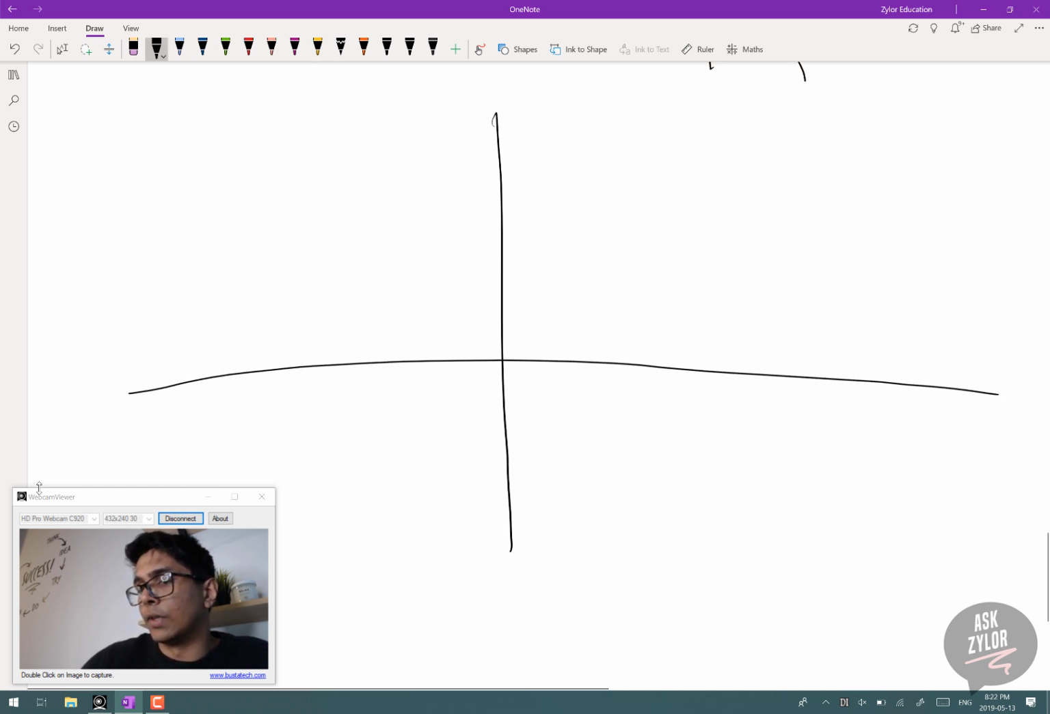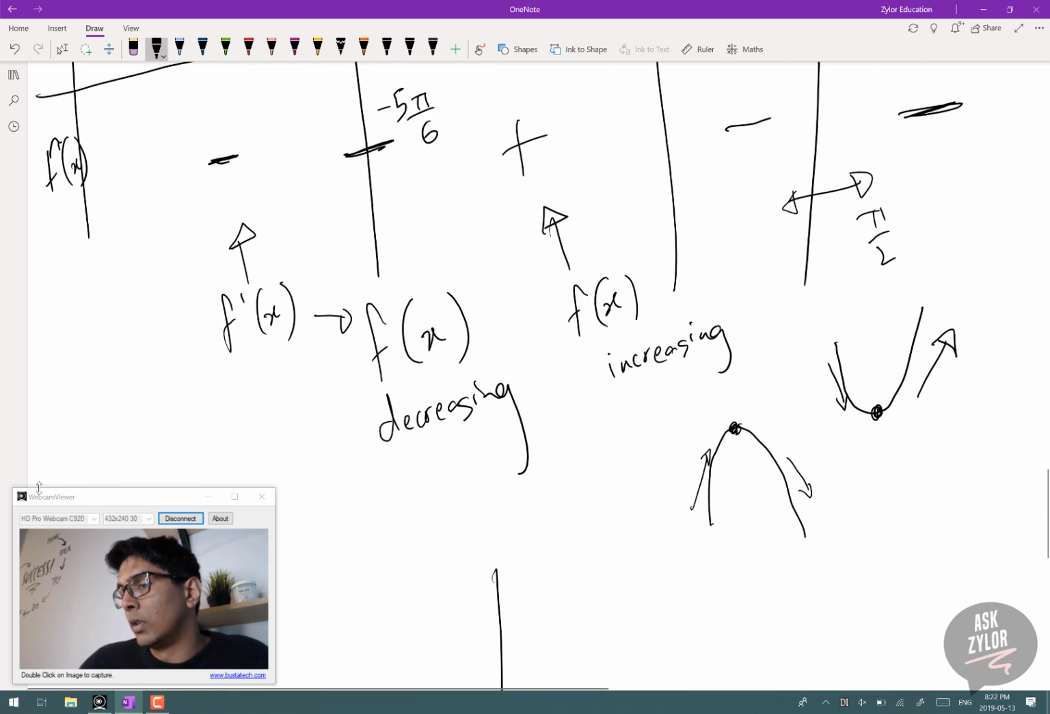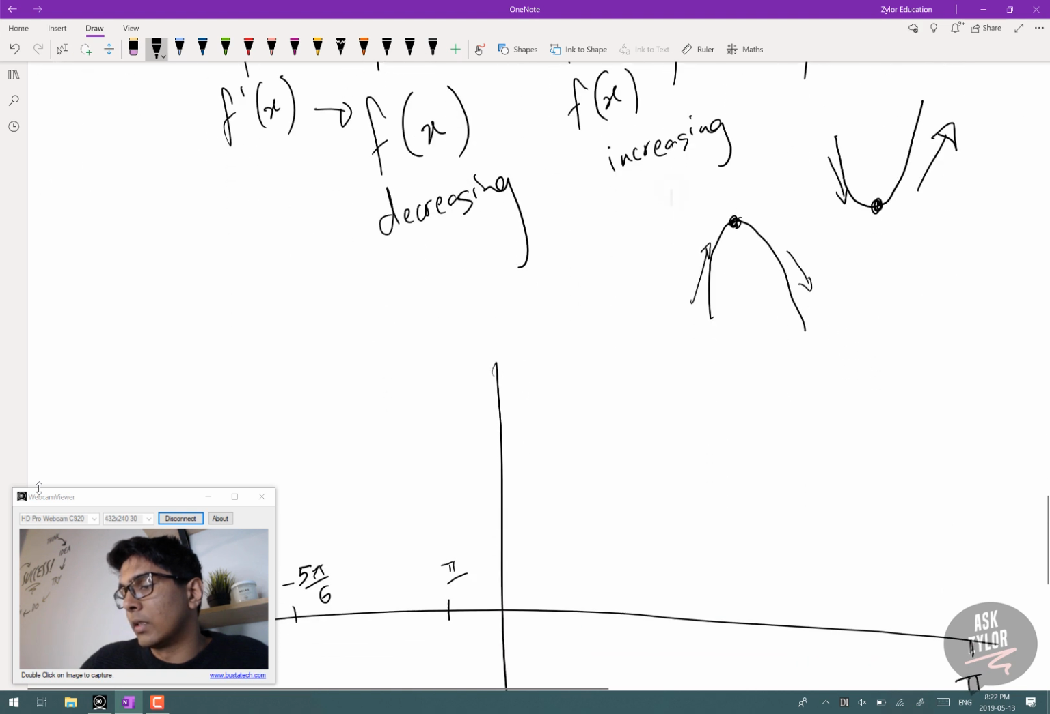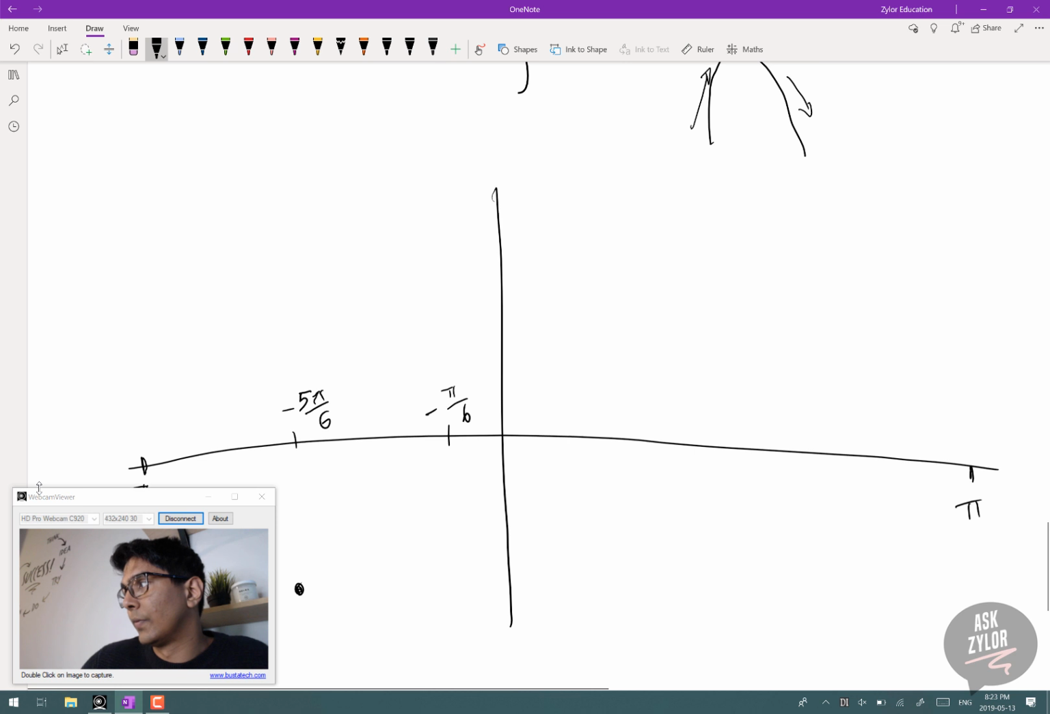We know our function is between negative pi and pi. And we found three critical points. One is at negative 5 pi over 6. One is at, what was the other one? Pi over 6, that's also negative. And one's at pi over 2. So I'll say this is pi over 2.